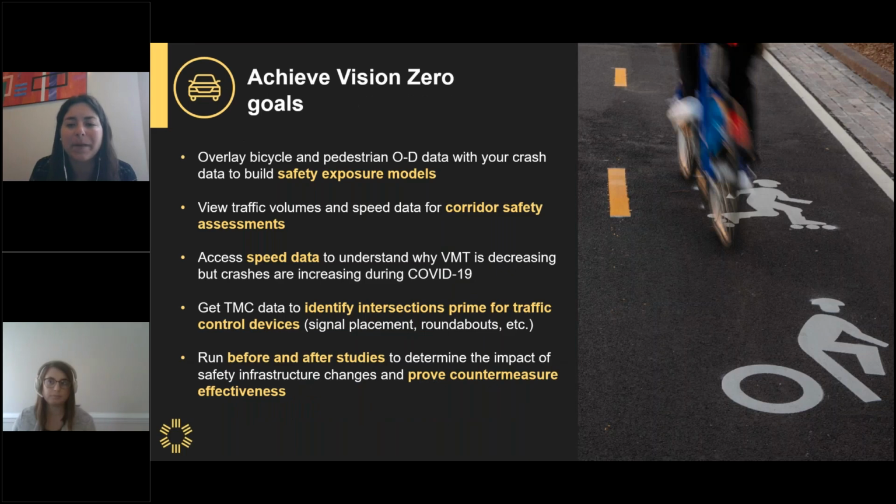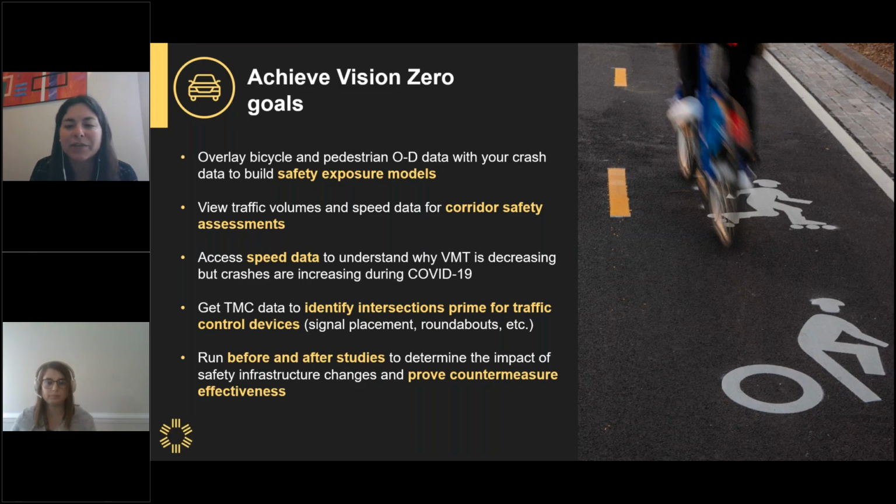Diving into the first topic a bit more, Vision Zero is a strategy for eliminating traffic fatalities and severe injuries by influencing system-wide practices, policies, and designs to lessen the severity of crashes. Streetlight Insight allows you to achieve Vision Zero goals with the following analyses. Overlay bike and pedestrian OD data with your crash data to build safety exposure models. View traffic volumes and speed data for corridor safety assessments.